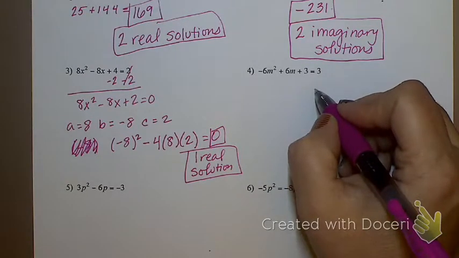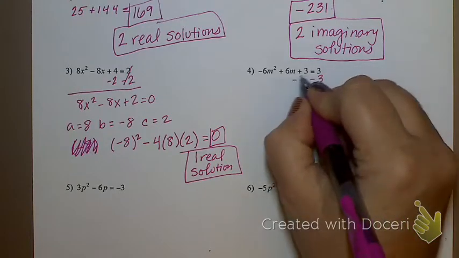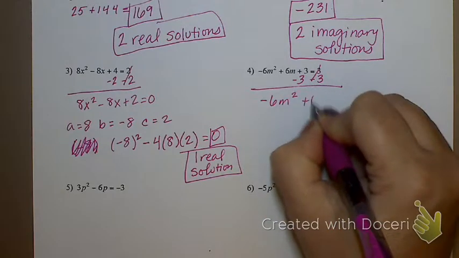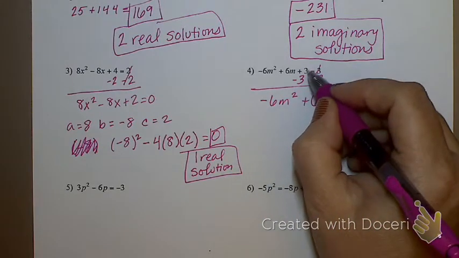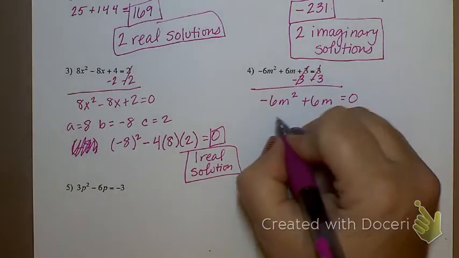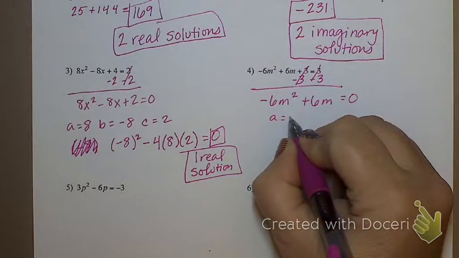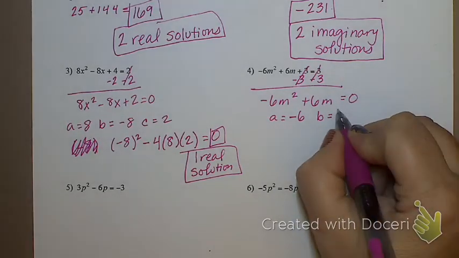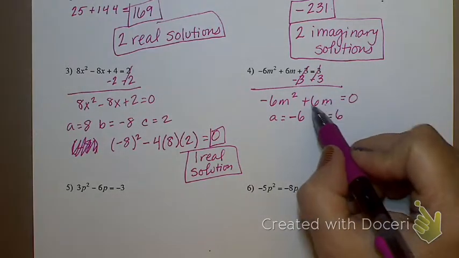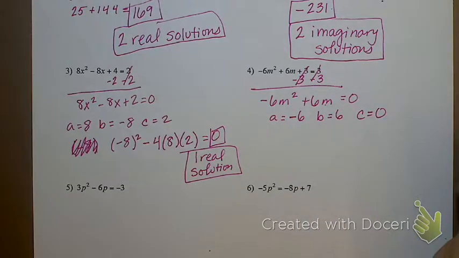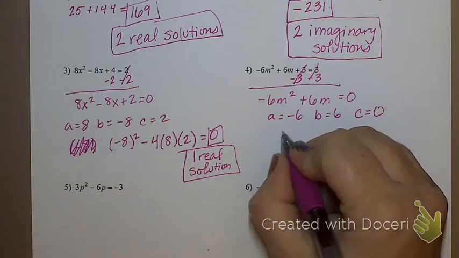What do I need to do? Subtract 3. So I have negative 6m squared plus 6m. Uh-oh, that cancels out. So I just have equals 0? Okay, what's A? Negative 6. What's B? 6. Be careful. This one has an m, which means that's my B value, not my C value. This time it is C that equals 0. Yeah? Tricky, tricky.